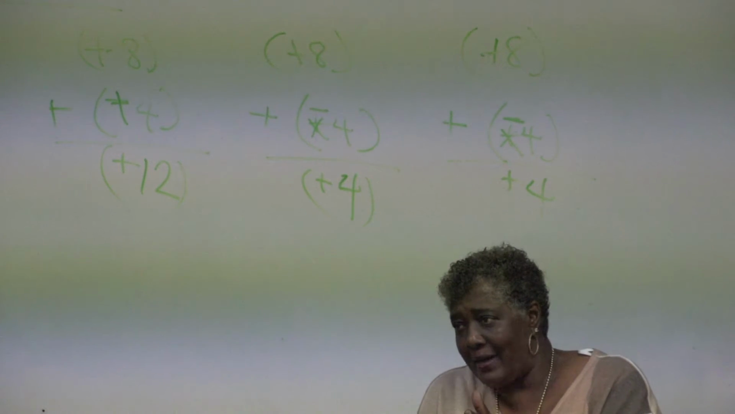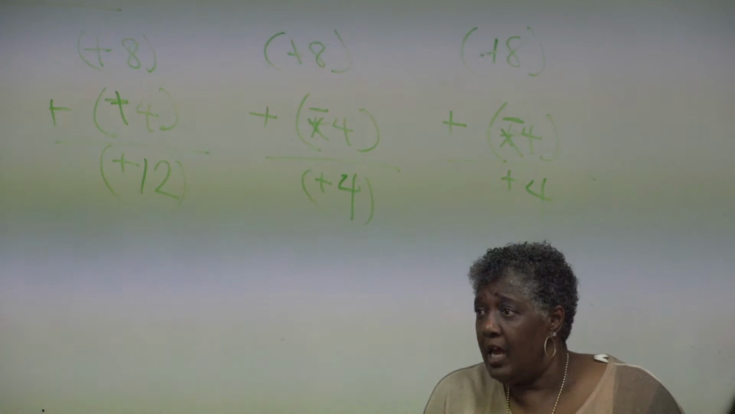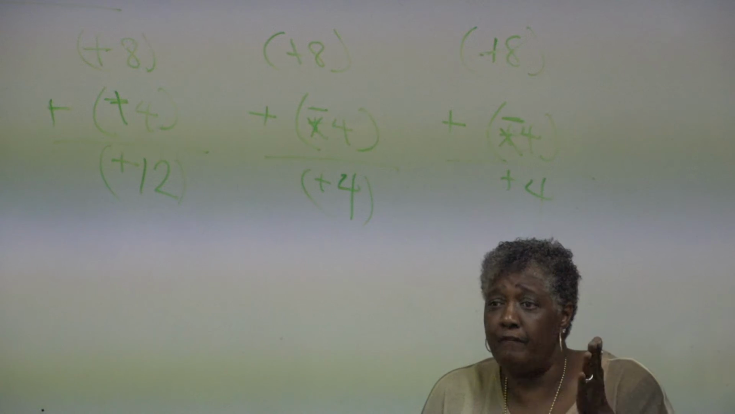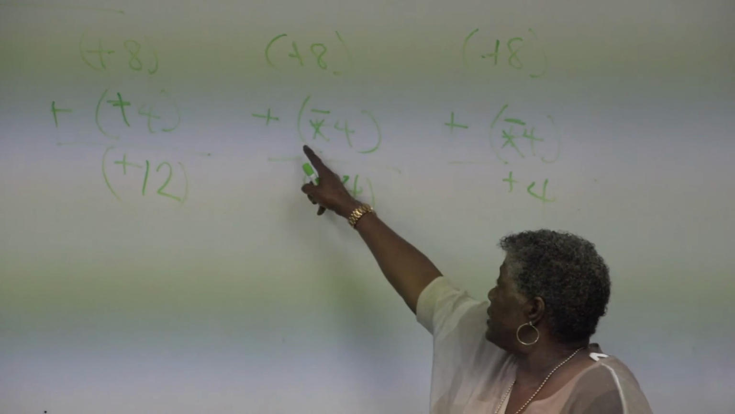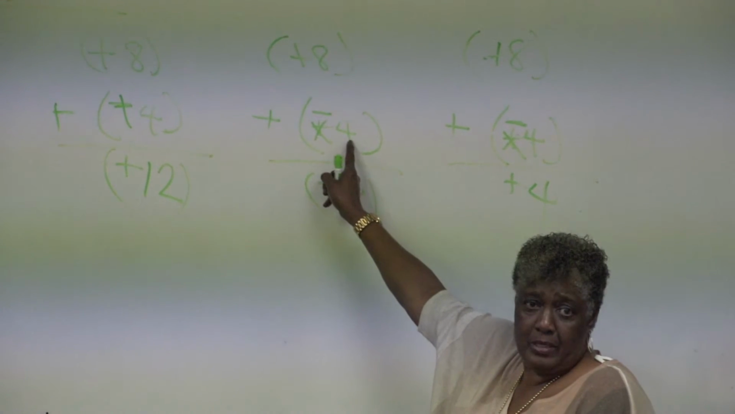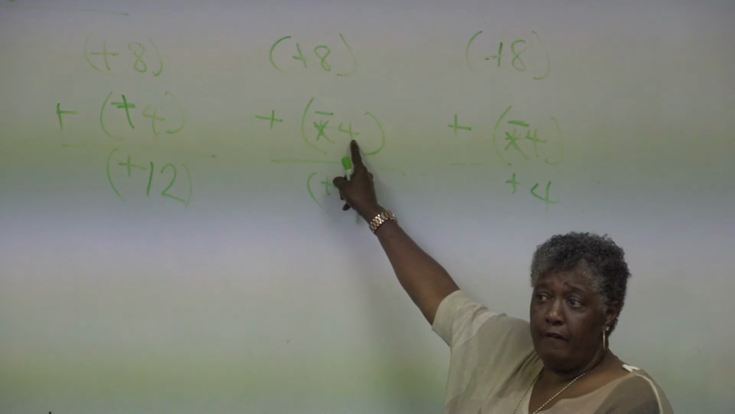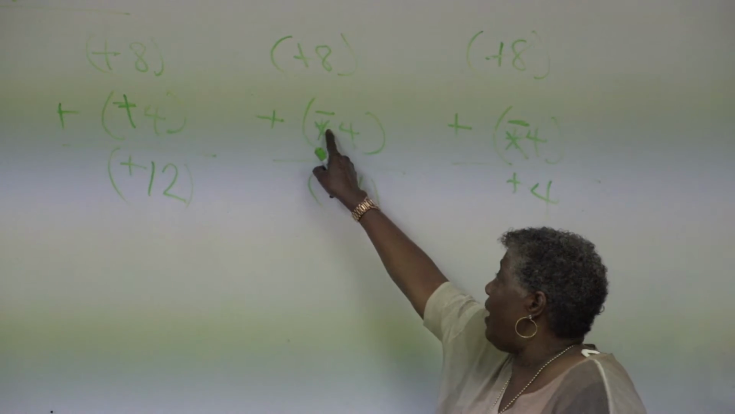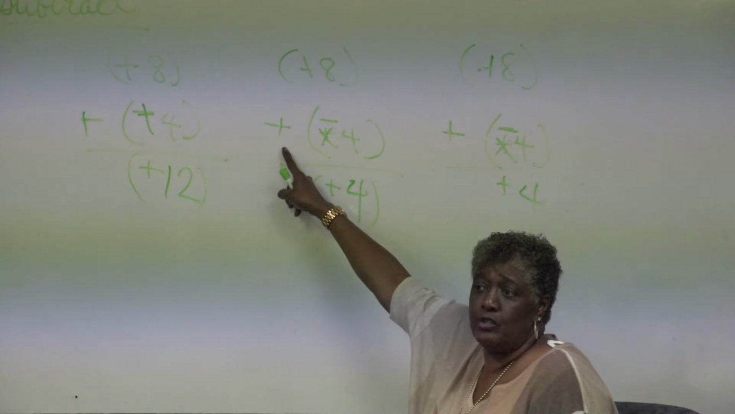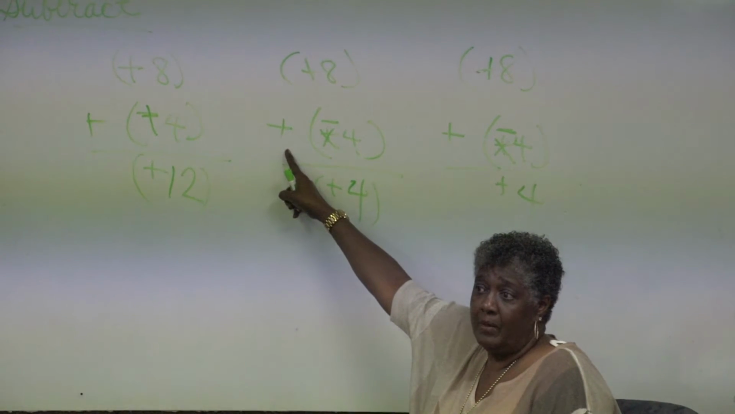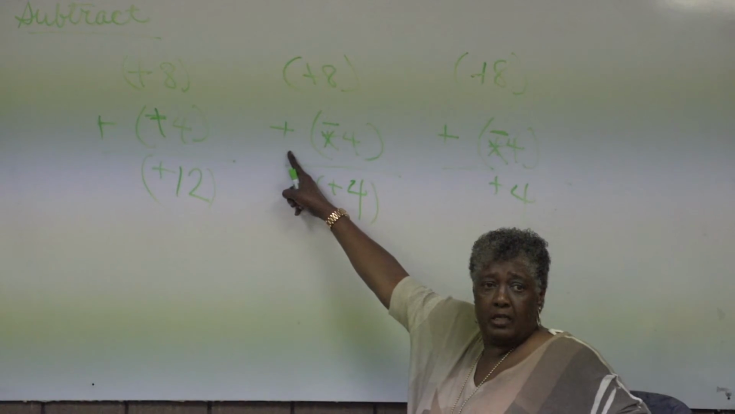So when you subtract, it's gonna get back to that because you're gonna be adding at the end. But when you start out subtracting, the first thing you have to do is change the sign of the number being subtracted to the opposite. So here we were subtracting a positive 4. The first thing we had to do was change that positive 4 to a negative 4 and change the subtraction sign to an addition sign. Now we're adding. So now we forget about subtraction altogether.